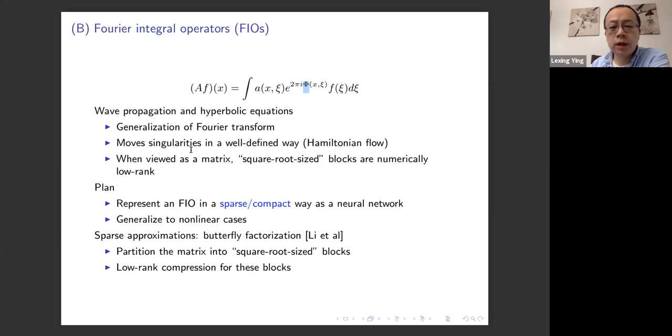Unlike pseudo-differential operators, it's able to move the singularity around. For example, if you look at the evolution of the wave equation, a singularity can propagate to two different places rather than stay at one place, right?